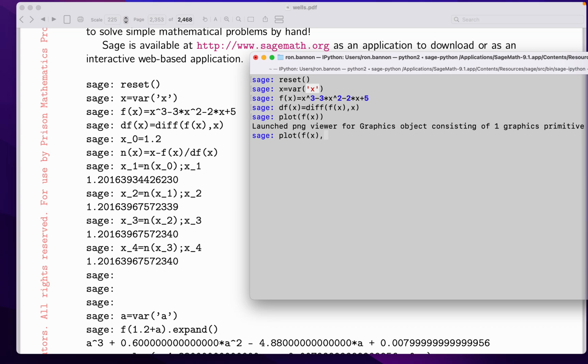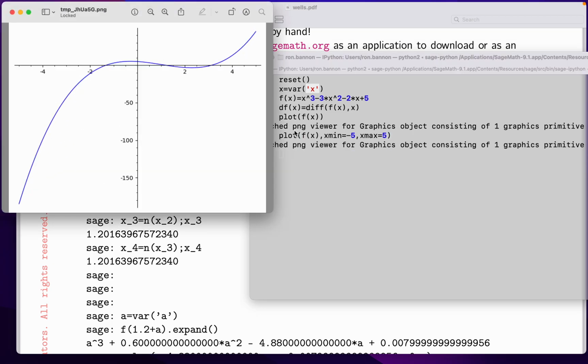I think it was x min equals minus 5 and x max equals 5. And if I can't remember, I'll have to look it up. There it is. So what am I seeing? I'm seeing a bunch of roots now. I'm seeing a root over here, a root over there, a root over there.